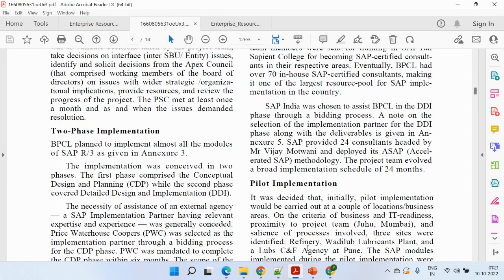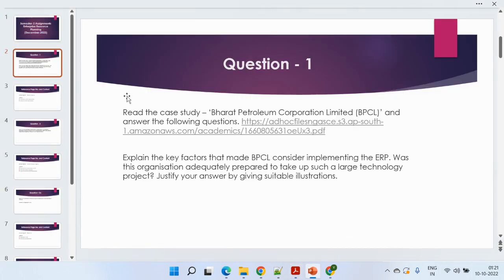So let's start with our first question. Read the case study BPCL and answer the following questions. Explain the key factors that made BPCL consider implementing the ERP. Was this organization adequately prepared to take up such a large technology project? Justify your answer by giving suitable illustrations.